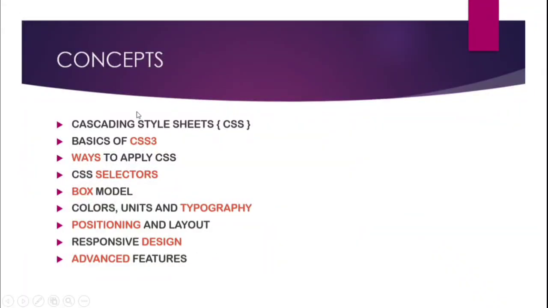So here we go. This is the concept that we are going to learn. First one is the basics of CSS3. Then we have the ways to apply CSS, how we can apply CSS to our HTML5 index.html page. Then we have the CSS selectors, box model, colors, units and typography, positioning and layout, responsive design, and advanced features. What are the advanced features that we have in CSS?